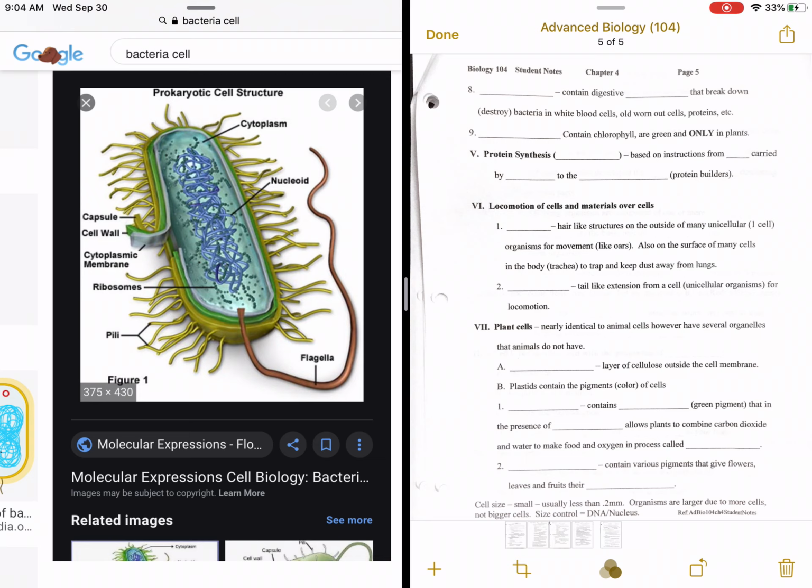You have flagella, which you can see on this. This is the tail-like whip. They're on a lot of unicellular organisms and also on a few specific cells of eukaryotic cells. And they allow it to do locomotion as well.